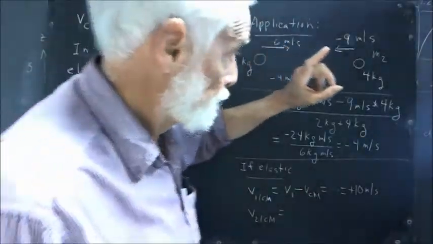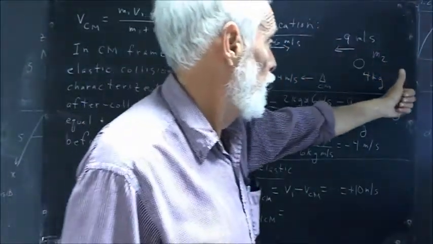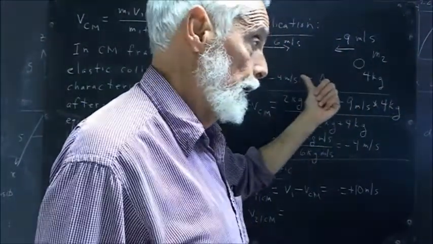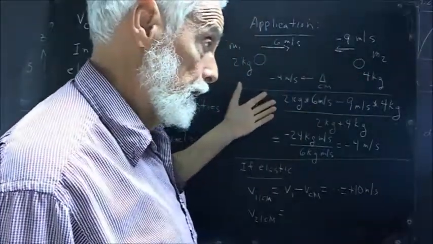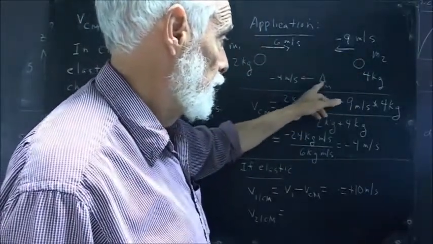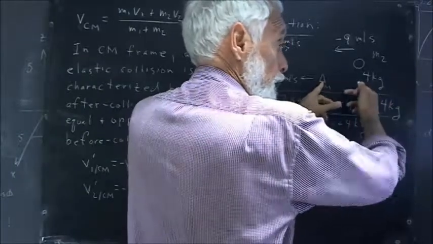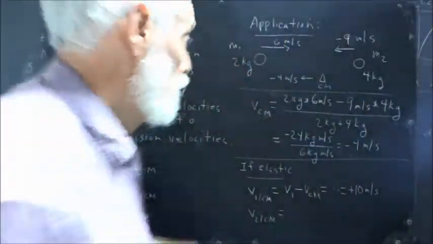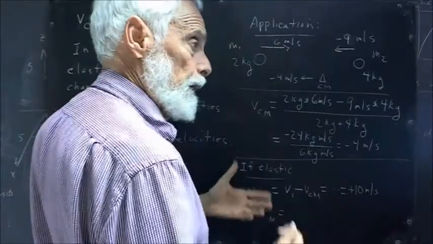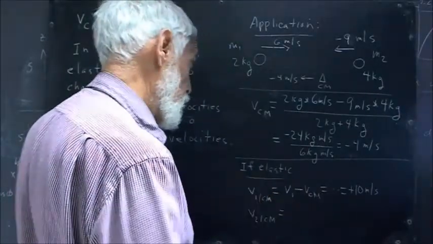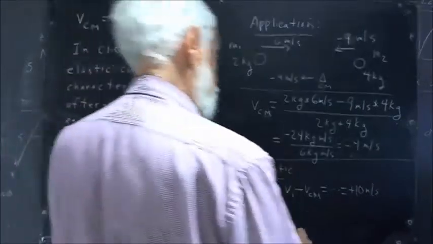So, this object is overtaking the center of mass at a rate of 5 meters per second. So from the center of mass, this object is approaching it at 5 meters per second. That means it's moving in the negative direction at 5 meters per second. So we'd better get negative 5 meters per second when we do the calculation. Well, okay, let's do the calculation.